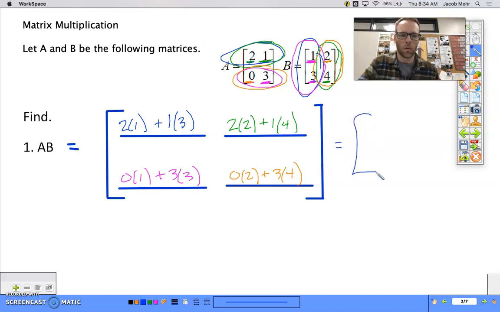Now let's just figure out what do we have here. So our top left is going to be what? 2 plus 3, which is 5. Top right is going to be 4 plus 4, which is 8. Here we're going to have a 9, and here we're going to have a 12. I really like zeros when I multiply matrices. They make it a little bit easier. Okay, and this is the matrix that I get when I take A times B.